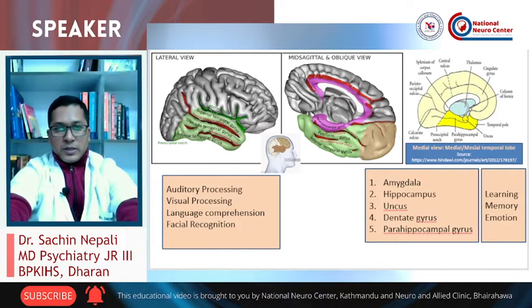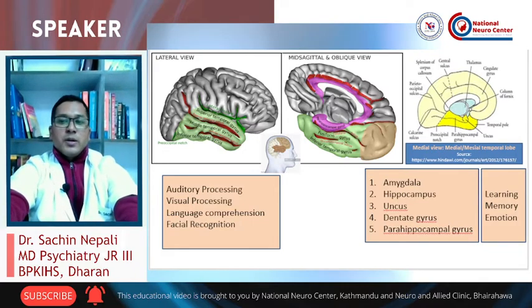Now, the function of the lateral view. Lateral temporal lobe: auditory processing, visual processing, language comprehension, and facial recognition. And the function of the medial side of the temporal lobe is learning, memory, and emotion. The structures included in the medial side of the temporal lobe are amygdala, hippocampus, uncus, dentate gyrus, and parahippocampal gyrus.